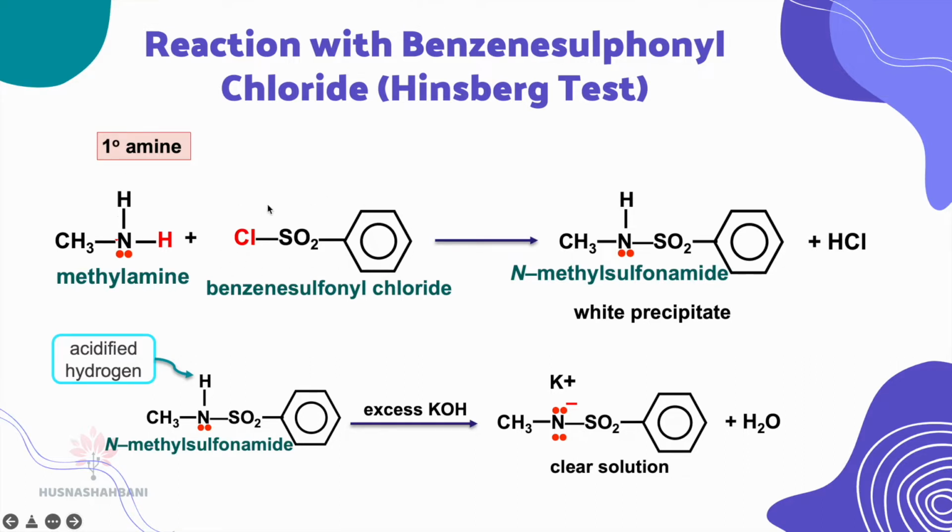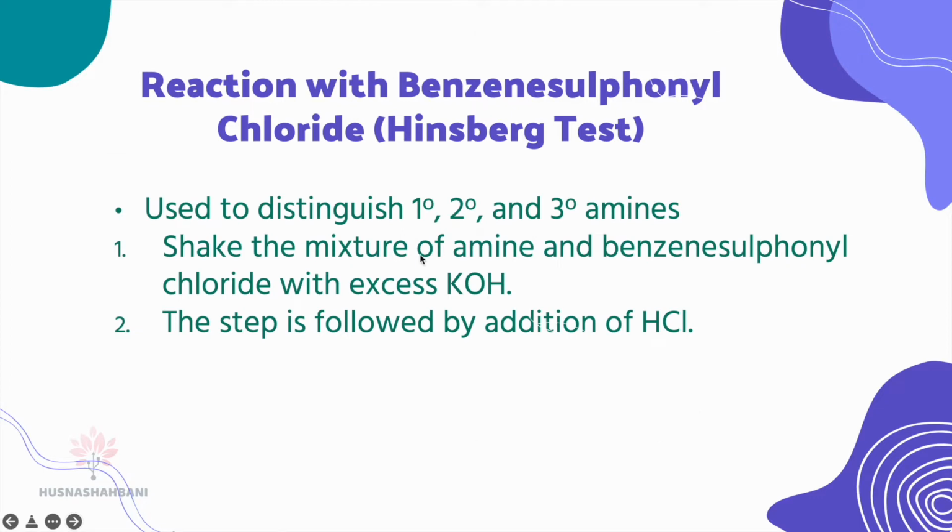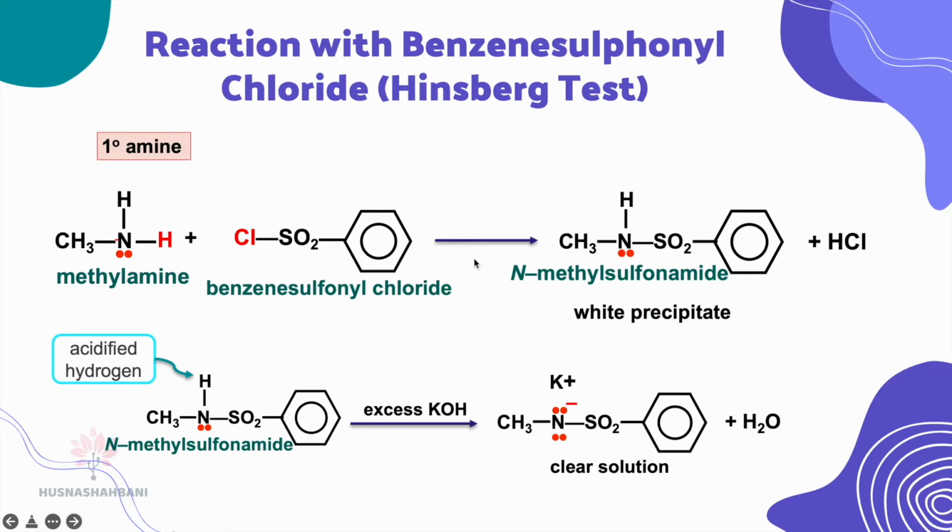It reacts with Benzenesulphonyl Chloride, this is the compound of Benzenesulphonyl Chloride. Benzene ring attached to SO2 and bonded to Cl. When you mix these two together, the first step, mixture of amine and Benzenesulphonyl Chloride, 1 hydrogen atom in primary amine and 1 chlorine atom in Benzenesulphonyl Chloride will be removed to become the side product, and the N in amine will be bonded to the S of the Benzenesulphonyl Chloride.